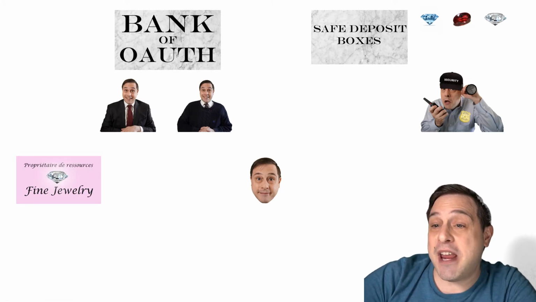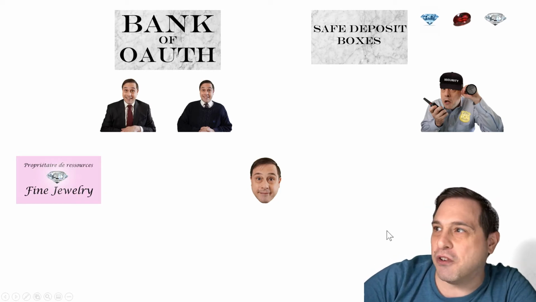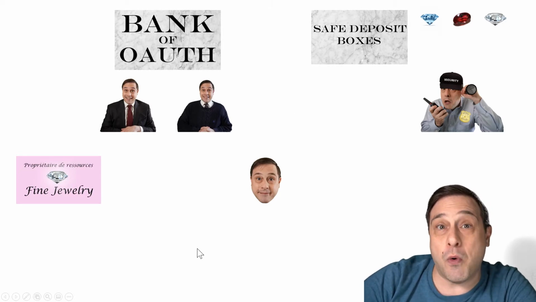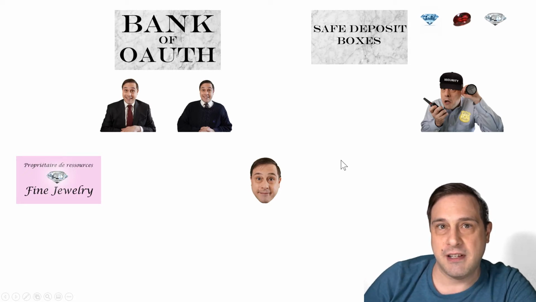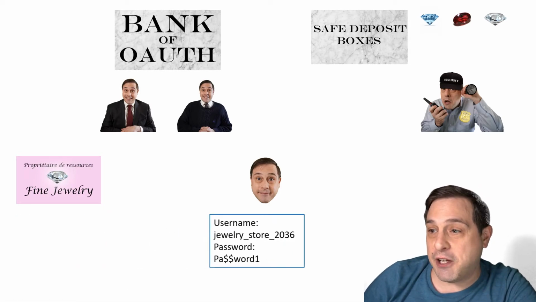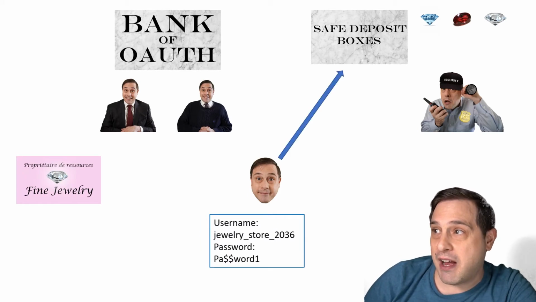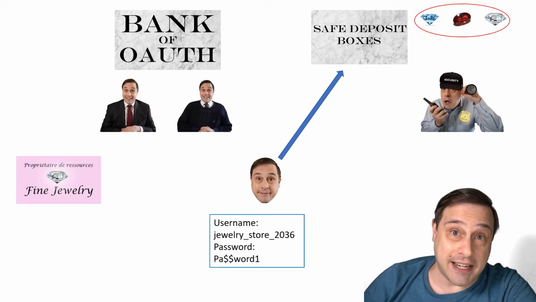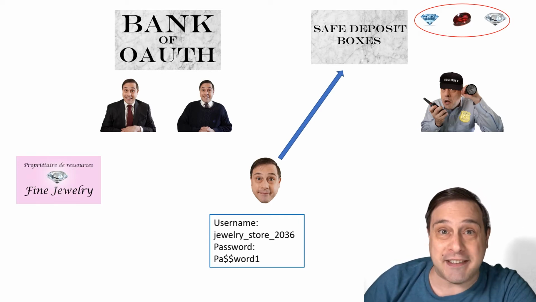So in this analogy, we have a jewelry store. And this jewelry store keeps all of its best jewels inside a safe deposit box here at the Bank of OAuth. Now, they would like for their employee to be able to go into the safe deposit box and get a blue diamond for their customers. What they could do is just give their username and password to their employee, and their employee would go to the safe deposit box, and they could get the blue diamond, and the red ruby, and every other jewel in the place, and run off to a country that has no extradition treaty. That's not what we want to happen.